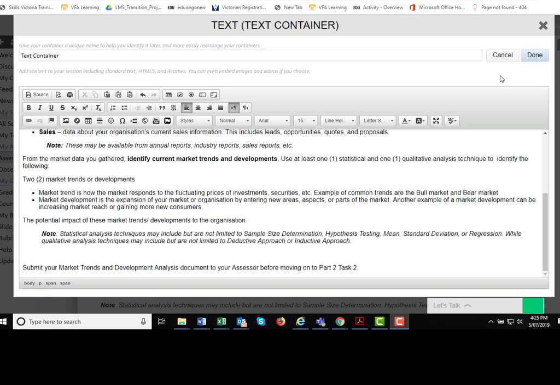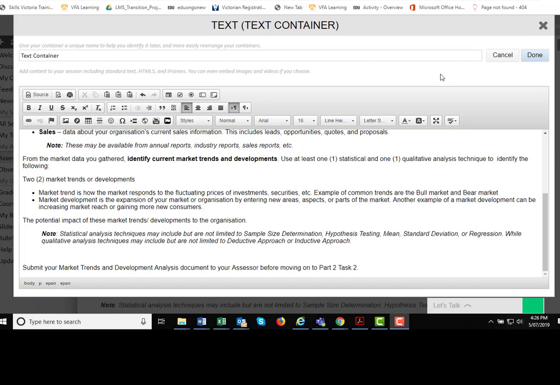A key aspect of this task is going to be about gathering the data or information. That could be internal or external. It could be information you gathered from your business through spreadsheets, etc., or it could be external information from, say, the Bureau of Statistics or industry reports that you've gathered and used to establish whether there are some emerging trends and developments.